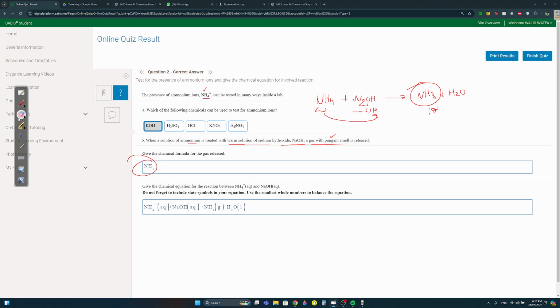Then they said write the equation. It's basically what I just wrote here. Obviously, put the state symbols. These are aqueous, obviously, because they are ions. We said NH3 is the gas, and water is a liquid. Just write the equations.